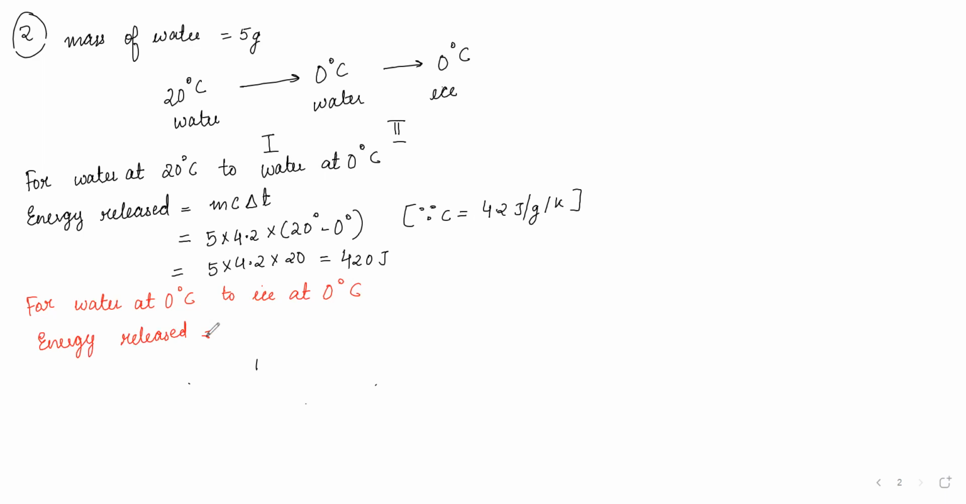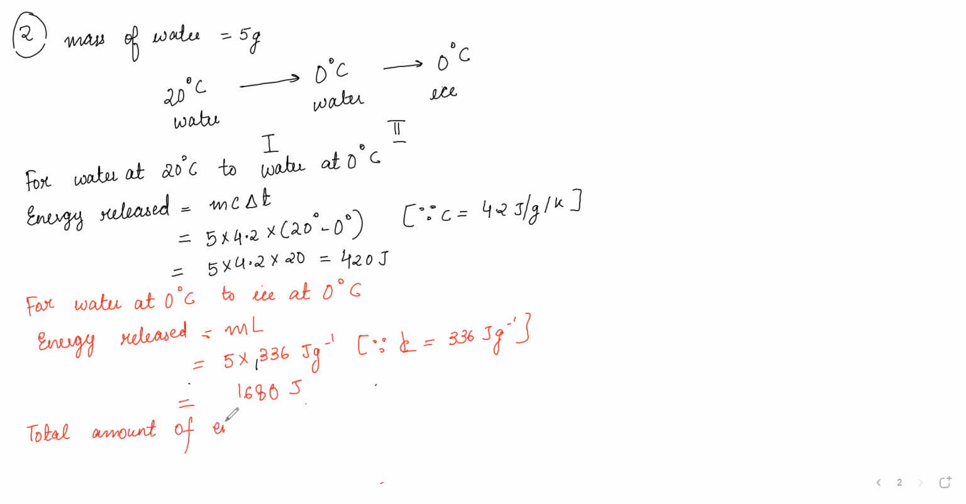Here it will be equal to m into L, because you are dealing with specific latent heat. So mass again has been given as 5. Latent heat has been given as 336 joule per gram. So since L is equal to 336 joule per gram, you will be writing 336 into 5. How much is that, children? It is 1680 joule.